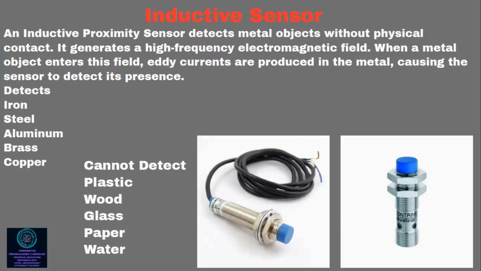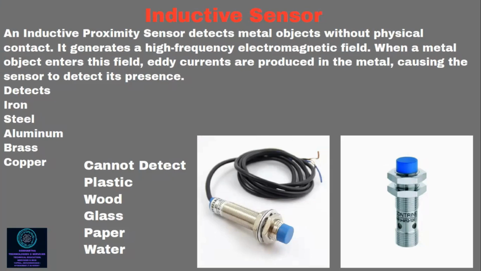An inductive proximity sensor detects what type of material? It will detect metal objects basically without physical contact. It generates a high frequency electromagnetic field. How will it generate an electromagnetic field? Because you have an inductor inside. When the current is passed through the inductor, the magnetic field will be generated just like in your relays.